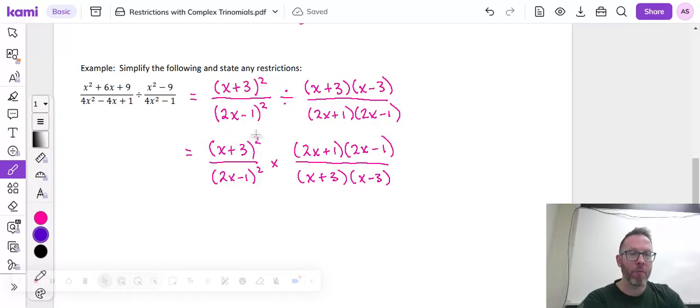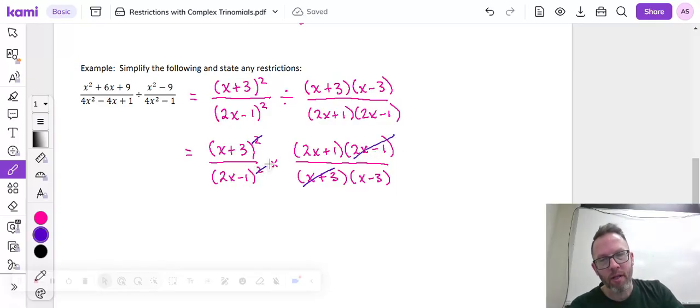So we've got x plus 3 squared on top and an x plus 3 on the bottom. We can divide out one of those, like so. And then the 2x minus 1 on top, yeah, we can do another slash there. That only divides out with one of them on the bottom. I think that's all the canceling we can do.